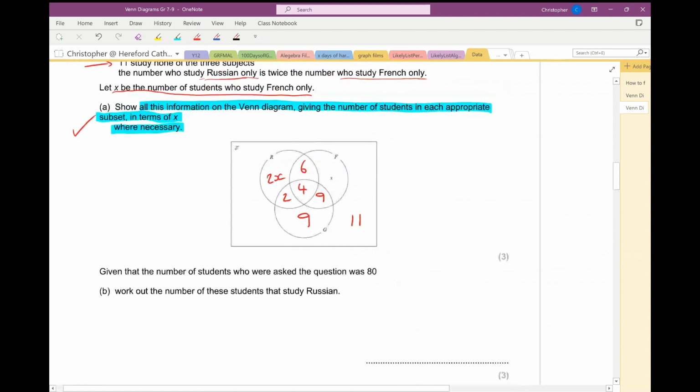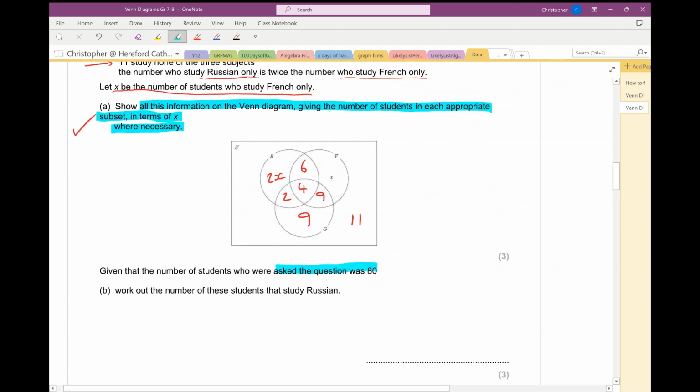Given that the number of students who were asked the question was 80, work out the number of these students that study Russian. Well, if there are 80 students in all represented on the Venn diagram, then I know that all of these numbers here must add up to 80. So I've got 2x and x, 3x, plus 6 and 4 is 10, 12, 21, 30, 41. So 3x plus 41 must be 80. So 3x must be 39. So x must be 13.